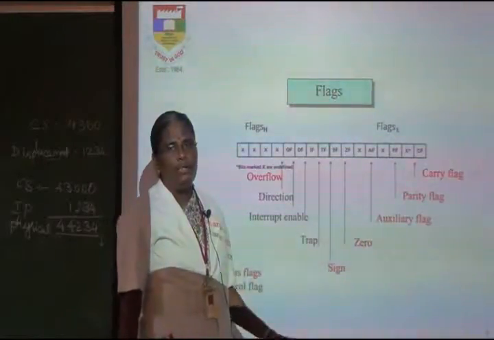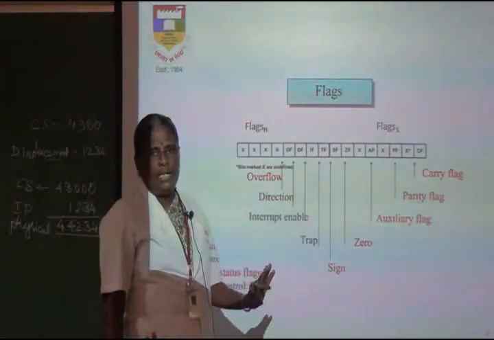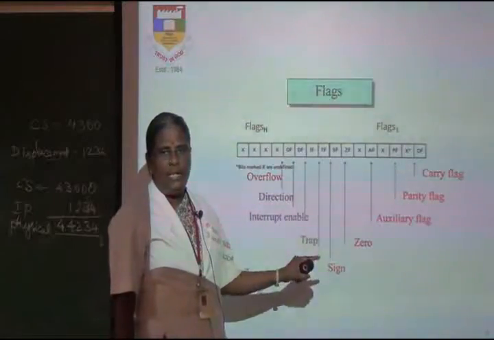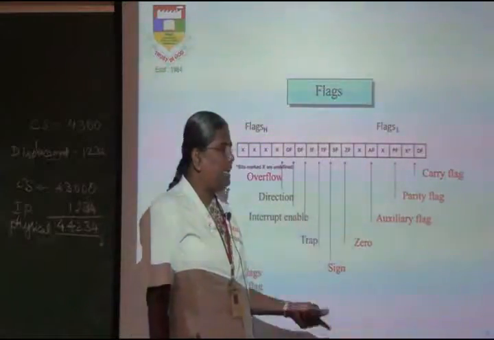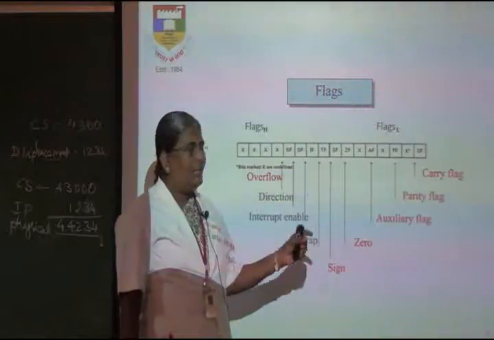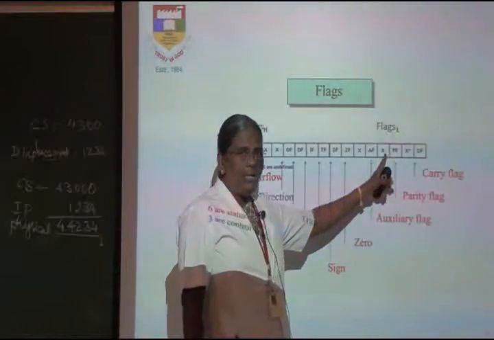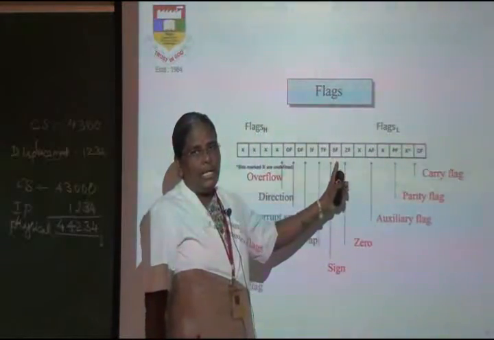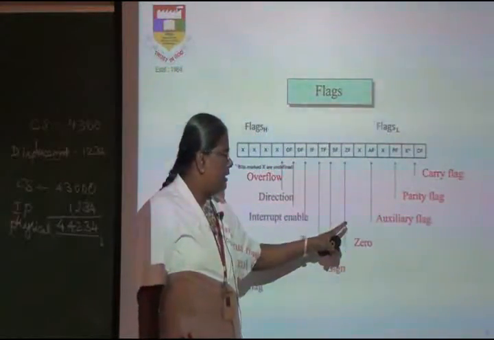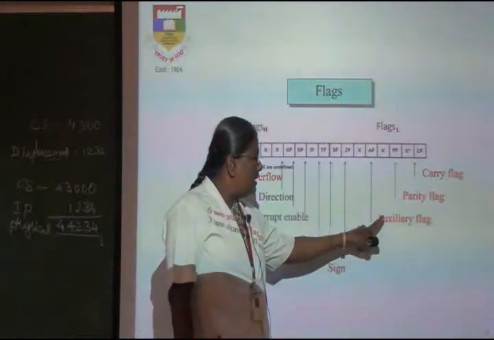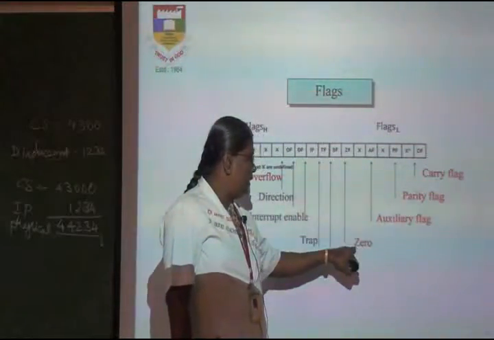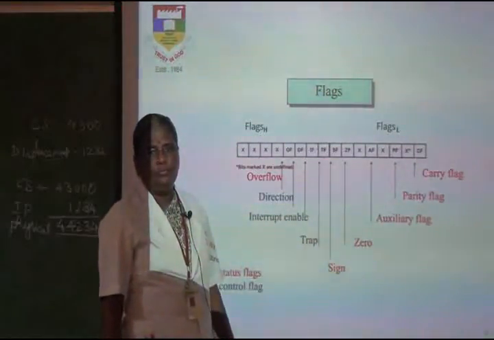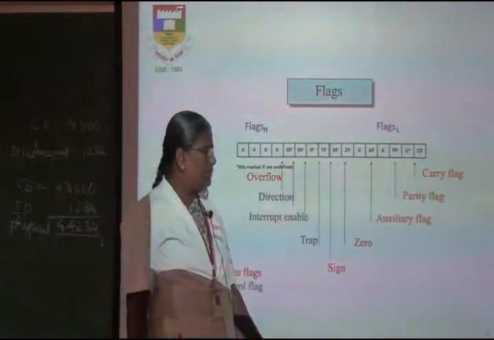Then the parity flag. Parity refers to the number of ones. If it is even parity, it is set. Then the auxiliary carry is set when a carry is generated in the lower nibble during addition and it is carried over to the higher nibble, that is 4 bits. The auxiliary flag will be set. It is not user defined. And the zero flag: if the result of the operation is 0, then the zero flag will be set.